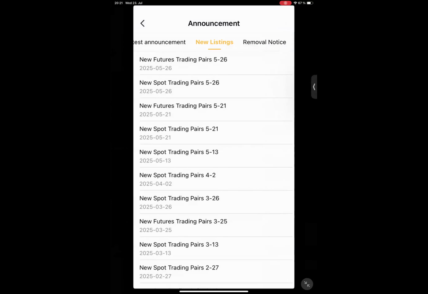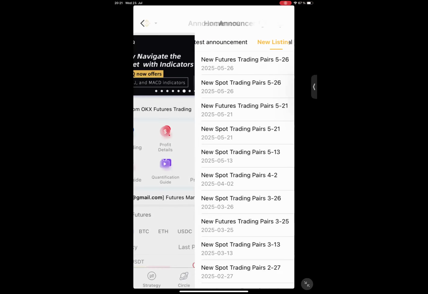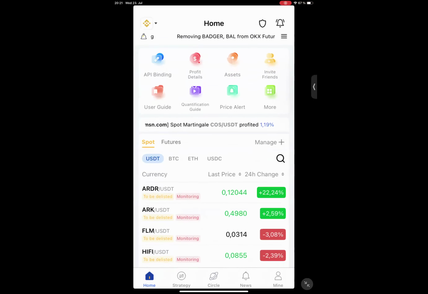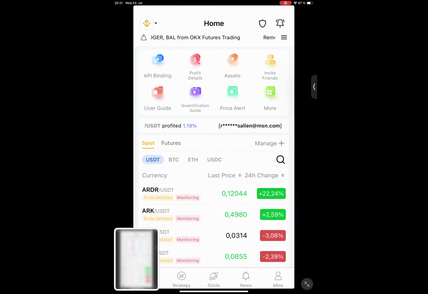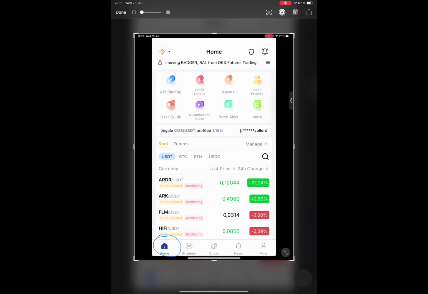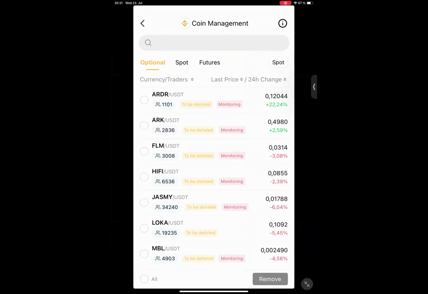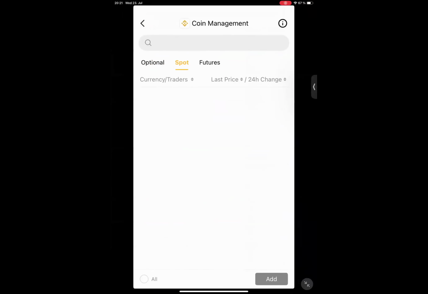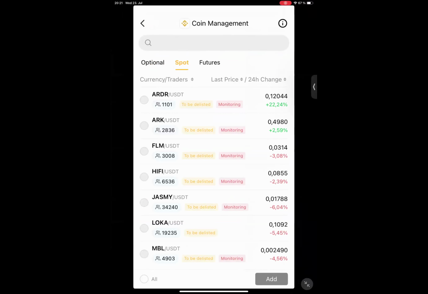I think I experienced that with Bright from Ghana. We were picking up a trade called Pepe, but it was showing no data. So we had to go back to the home button, then tap on manage, the plus sign, then you go to spot, then you tap on all.